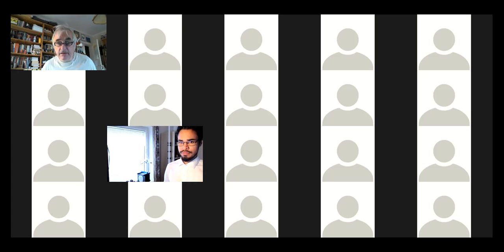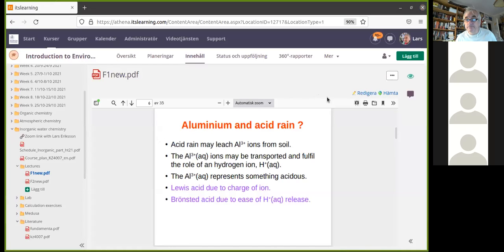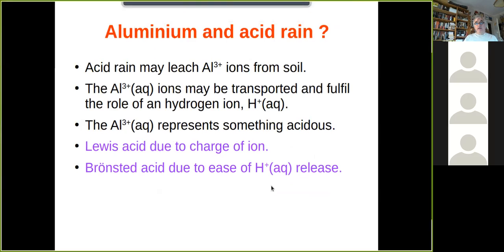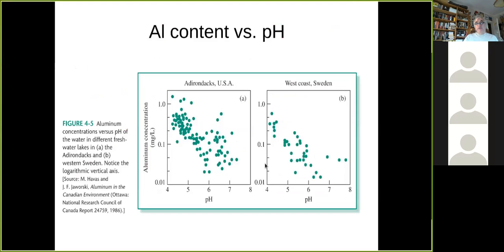So let's see. Aluminum. The content of aluminum in natural waters versus pH of those waters. I mean, what one would guess is that the more aluminum, the lower the pH. And this is also the case that, from this book from a long time ago.